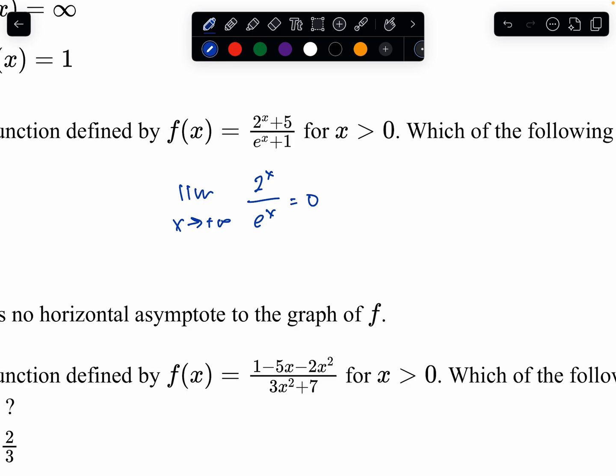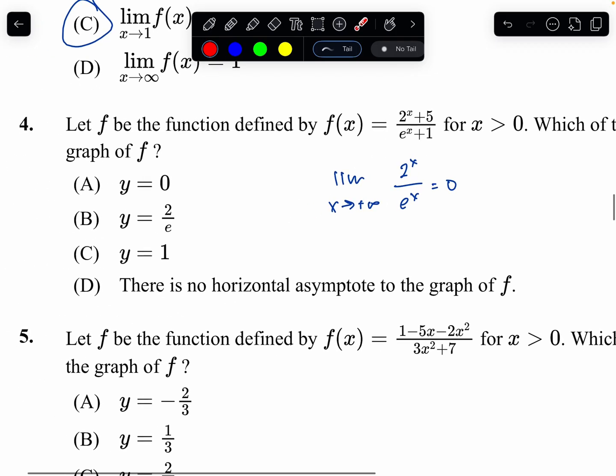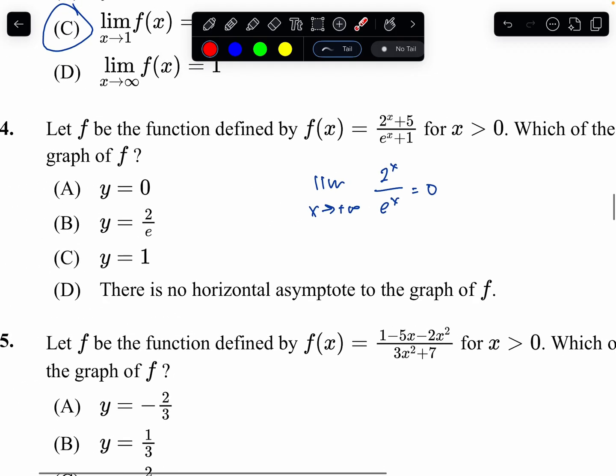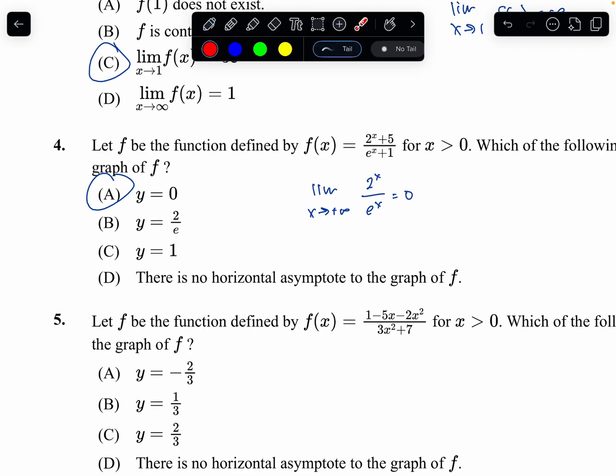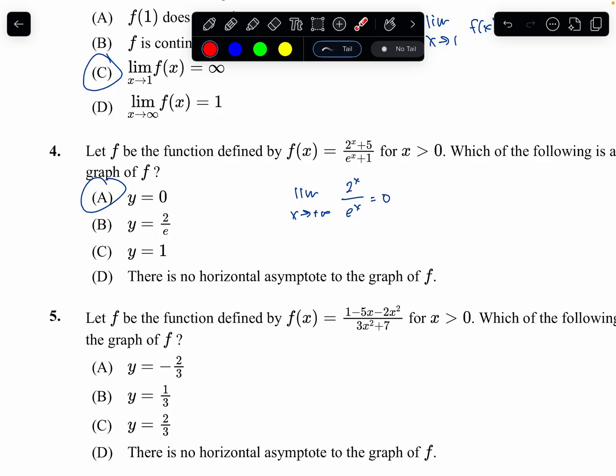I think that's about it right there. I think y equals 0. That's our only option as far as the choices here. Y equals 0. So it can't be 2 over e or 1. So that should be it right there.